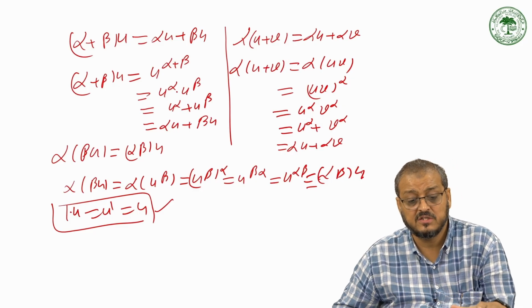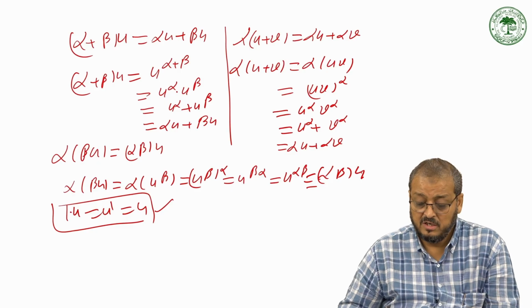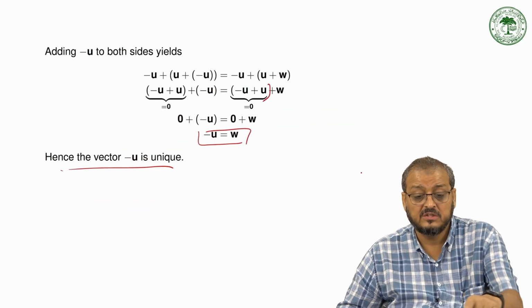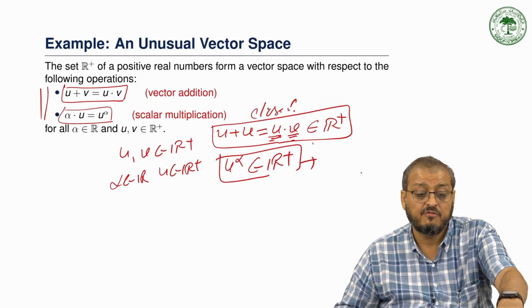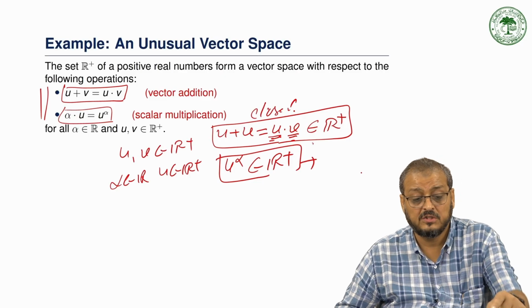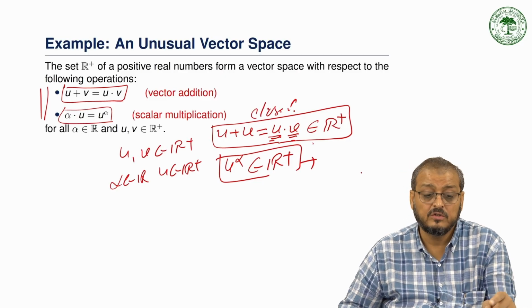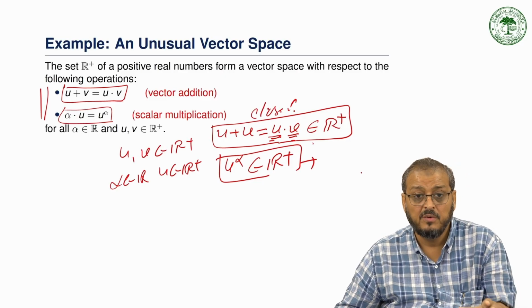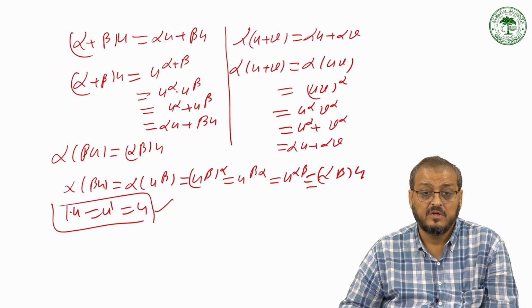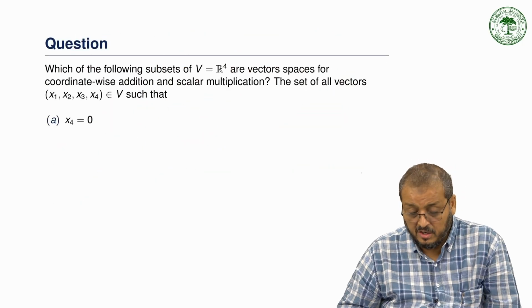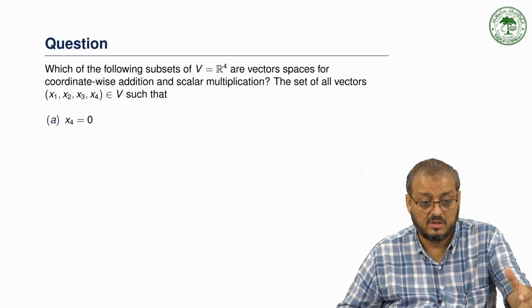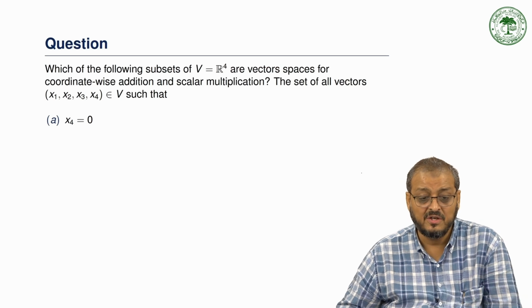So that means in this unusual way we have defined the binary operations on the set of positive real numbers: addition is defined in this form, scalar multiplication in this form, and this clearly forms a vector space. Okay, now I just have to conclude this lecture with this question.